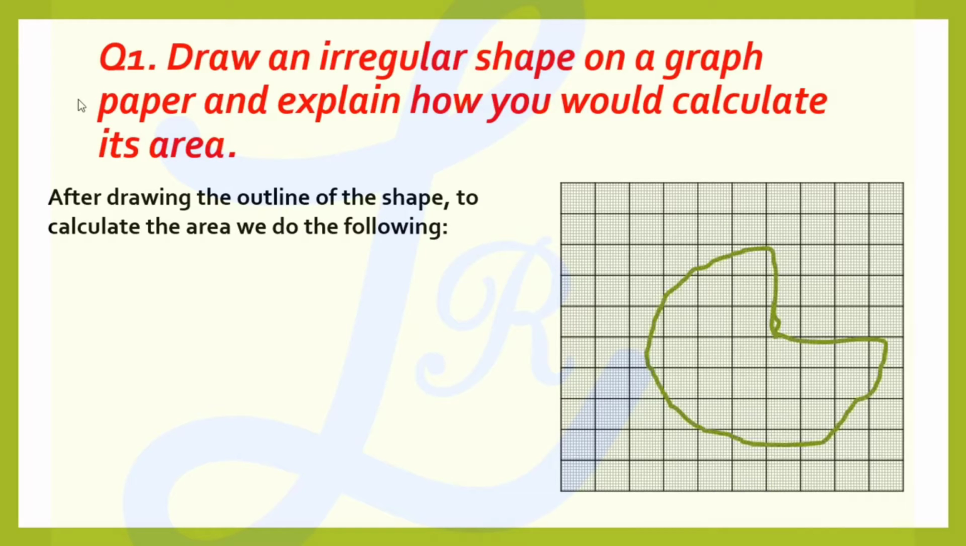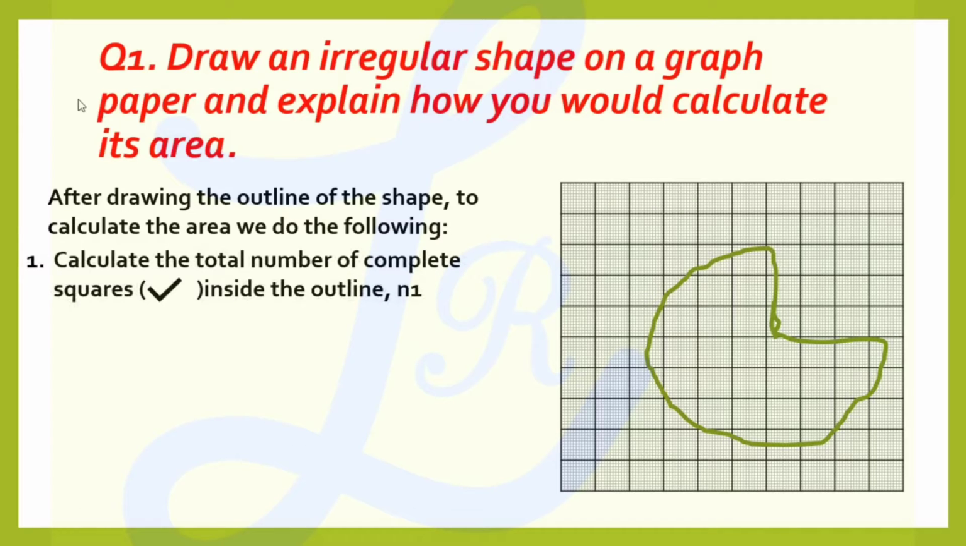We have drawn the outline, and step number 1, we will calculate the total number of complete squares inside the outline, N1. How many complete squares are there inside the outline? I have put a tick. So all these black ticks are indicating the number of complete squares inside the outline.